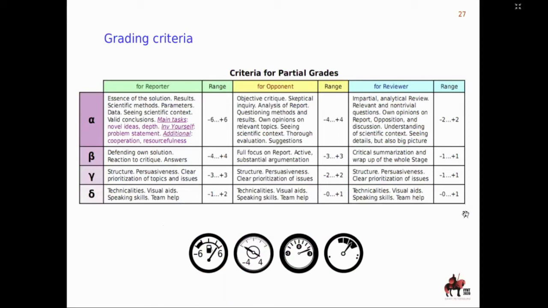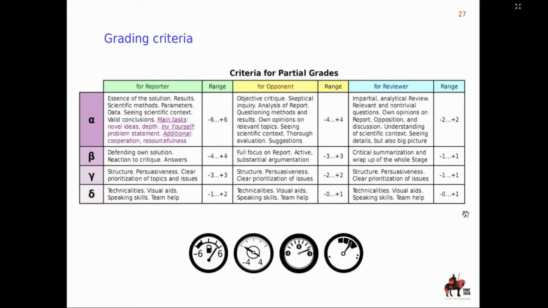Once again, alpha is a criterion related to the scientific contents of the performance. This is science: the reported results and methods and parameters and the data and conclusions. For opponent, it is how well they criticize the report and what critical questions and conclusions they bring. And for reviewer, this is scientific opinions and the ability to see details, but also the big picture and review the whole stage. Beta is how well the team fulfills their role.